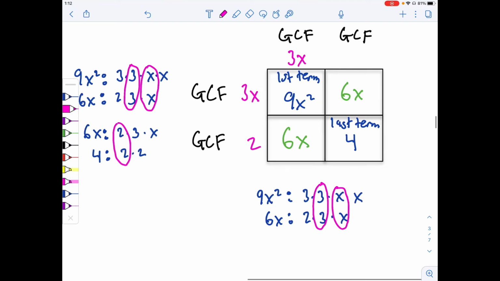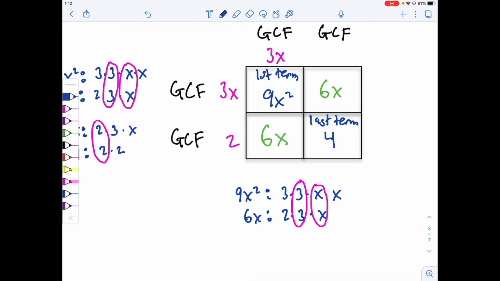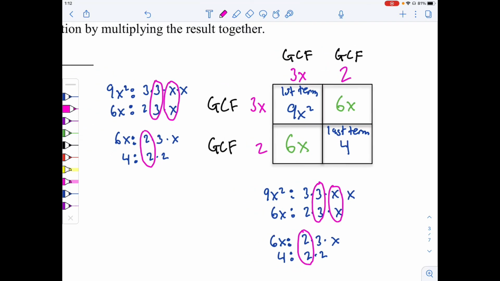Okay. Then we go to the last column. We have 6x and 4. So 6x is 2 times 3 times x. 4 is 2 times 2 again. What's common? 2. And that's it. So the GCF is 2. So those are our factors right there.